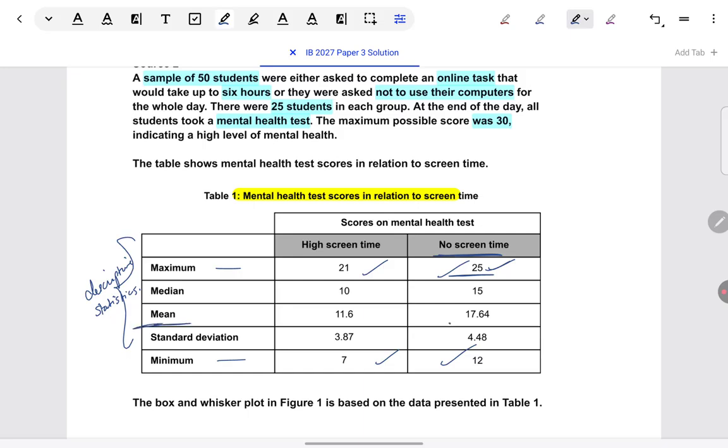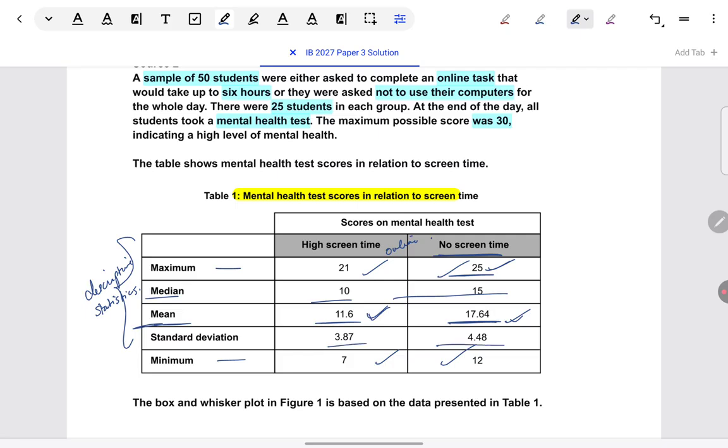Mean wise, also much higher than that of the high screen time group. Those who did the online task, their mental health scores are quite low out of 30. Those with no screen time have it relatively much higher. Same thing for all the descriptive statistics, median as well as standard deviation.